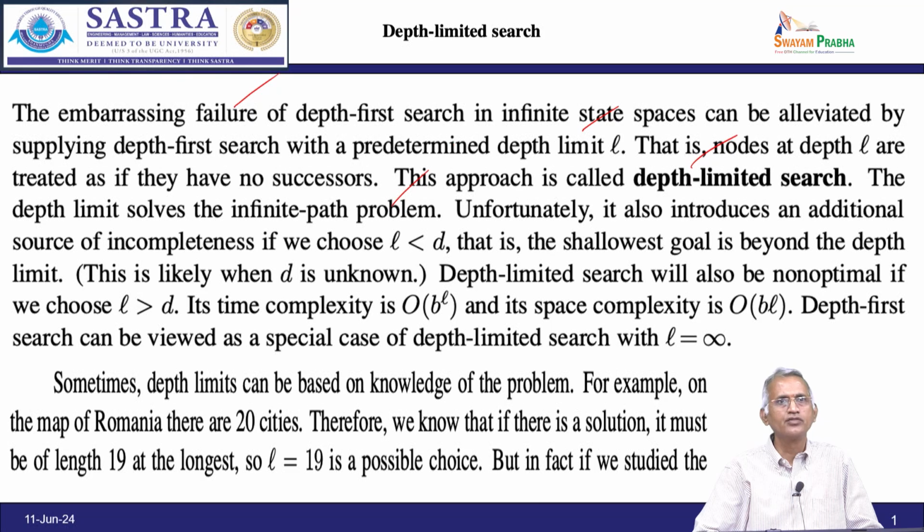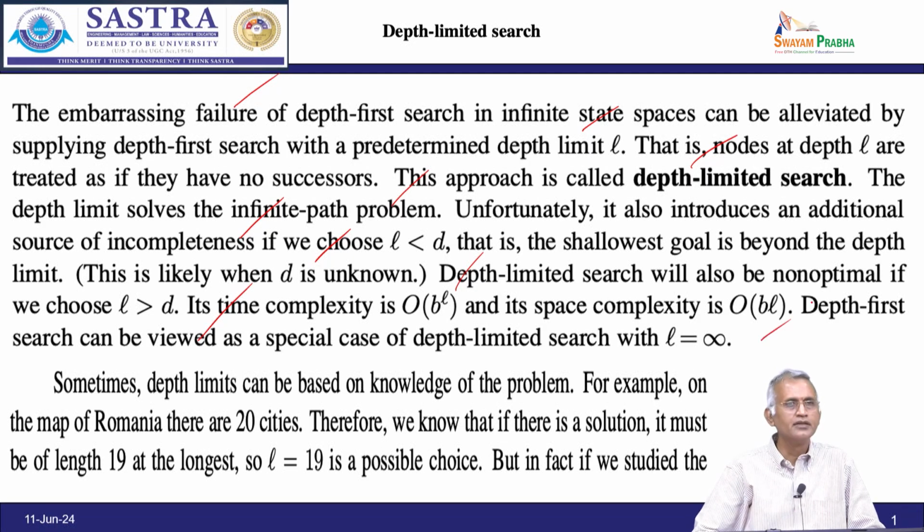Unfortunately, it also introduces an additional source of incompleteness if we choose L less than d. That is, the shallowest goal is beyond the depth limit. This is likely when d is unknown. Depth limited search will also be non-optimal if we choose L greater than d. Its time complexity is O(b^L) and its space complexity is O(bL). So, depth first search can be viewed as a special case of depth limited search with L equal to infinity.